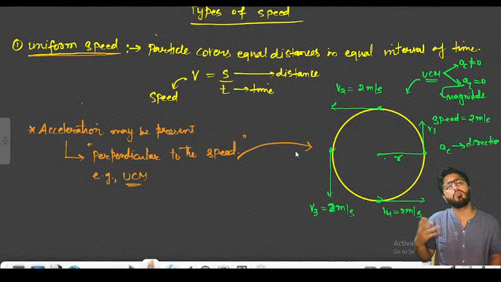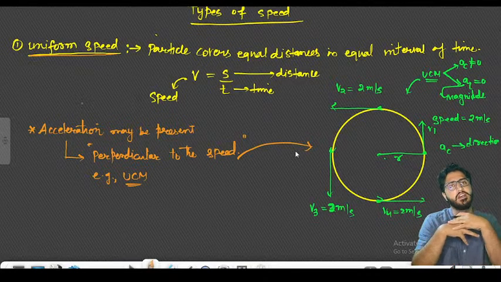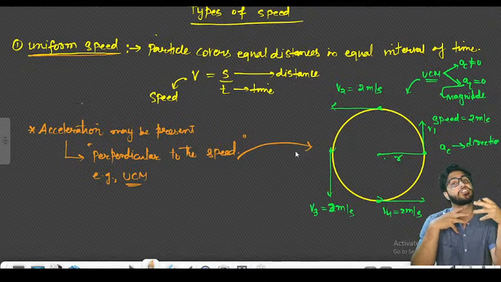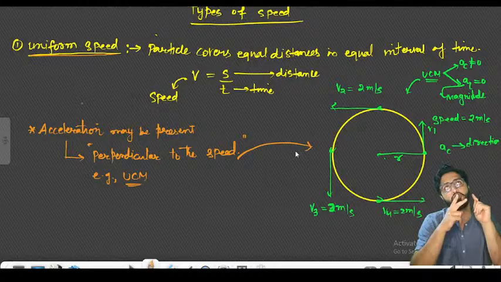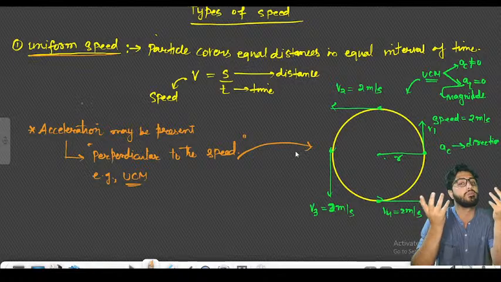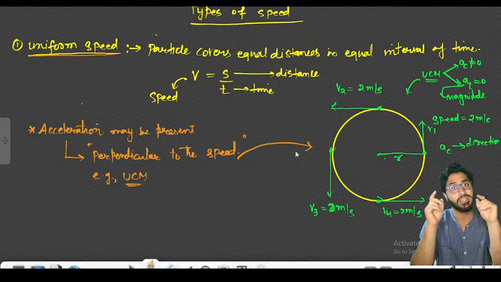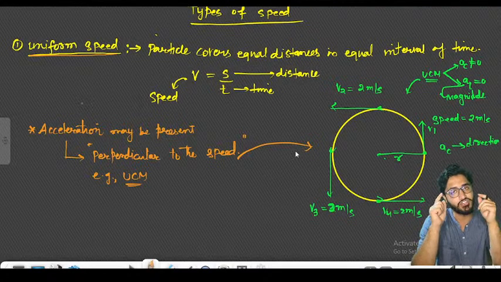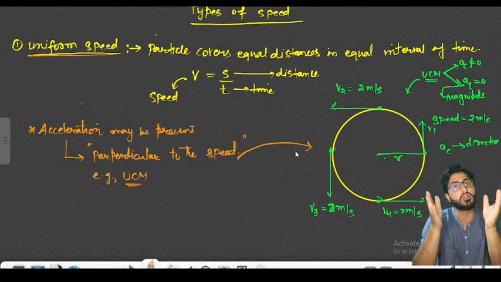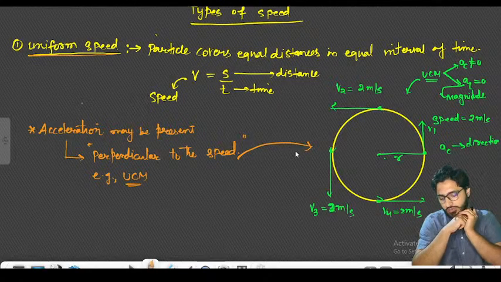This point is an important one. Let's suppose someone asks you, if you're going with uniform speed, is it possible that acceleration is present? You will think, if acceleration is there, there will be a force, and force will change the speed of the body. If it is uniform, there won't be any change in speed, right? So you will write no acceleration is present. But the answer is, there may be an acceleration present, but that acceleration should be perpendicular to the motion of your particle. The example is uniform circular motion.